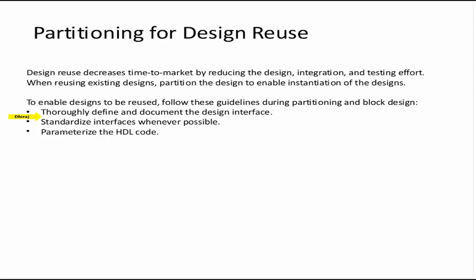The important points are that for such designs we should thoroughly define and document the design interface. We should try to use standardized interfaces wherever possible. The HDL code should be parameterized. Let's say you are making a generic 8-bit microprocessor, you should make something parametric. For example, you could make the number of generic registers parametric. You could give the user the flexibility to have, let's say, 8 generic registers or 10 generic registers, depending on the application you're using it for. So HDL code should be parameterized.